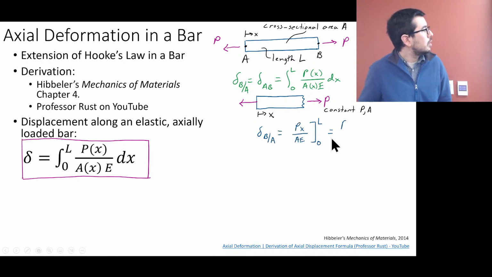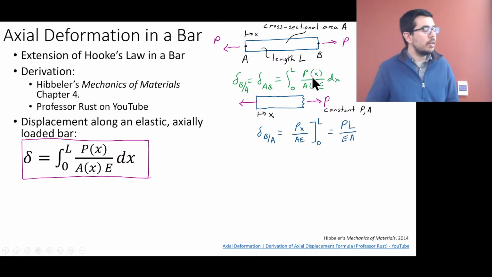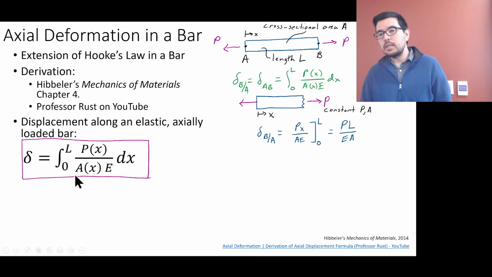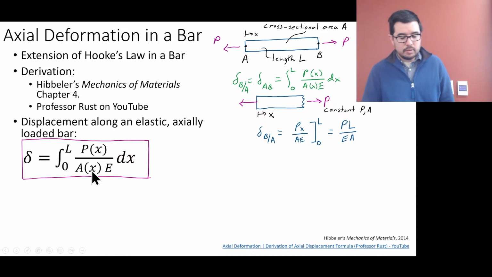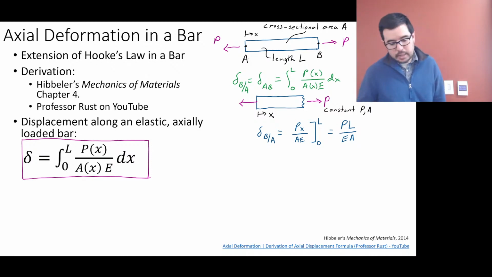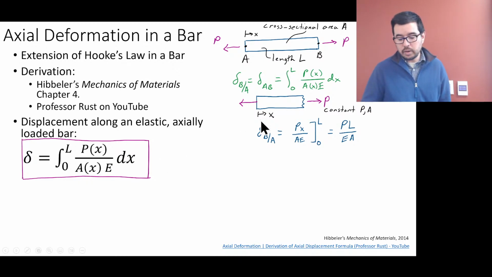We get that this is going to be Px. This is not P times x. This is maybe a little bit confusing notation, but this is the notation Hibbeler typically uses. I think it's a fine notation, no knock on the book. P is a function of x, and A can also be a function of x. So I plug these things in, and I get PL over EA. Pretty straightforward.